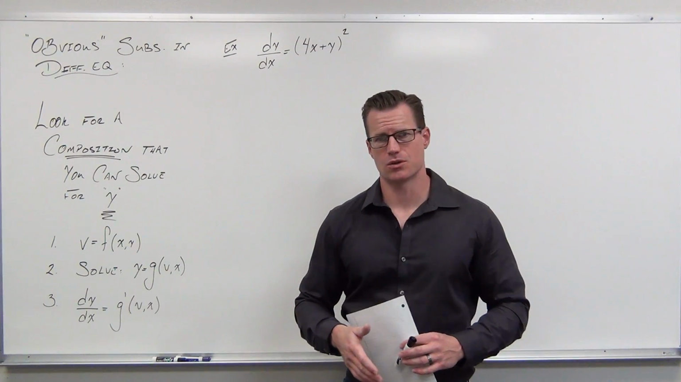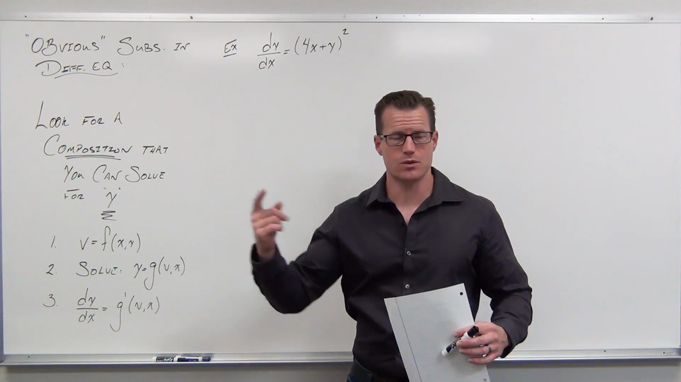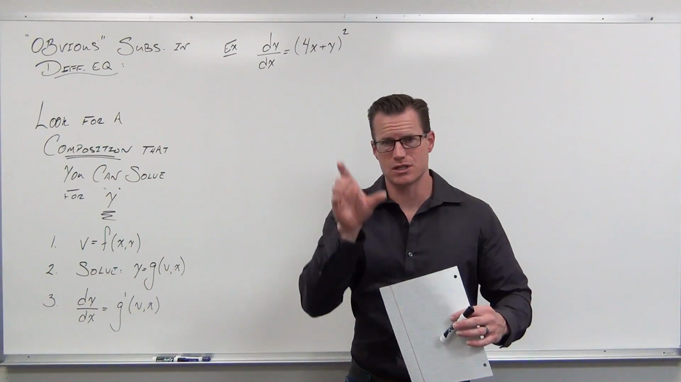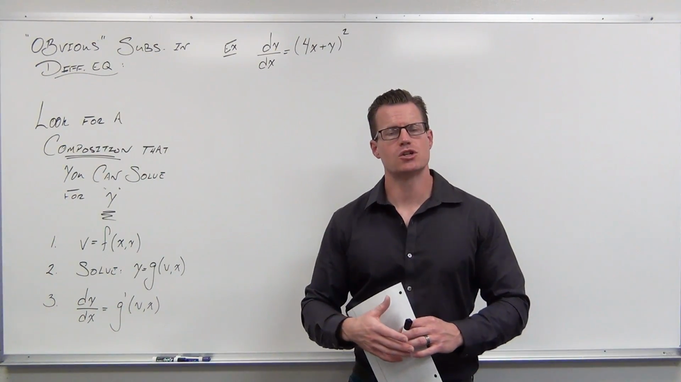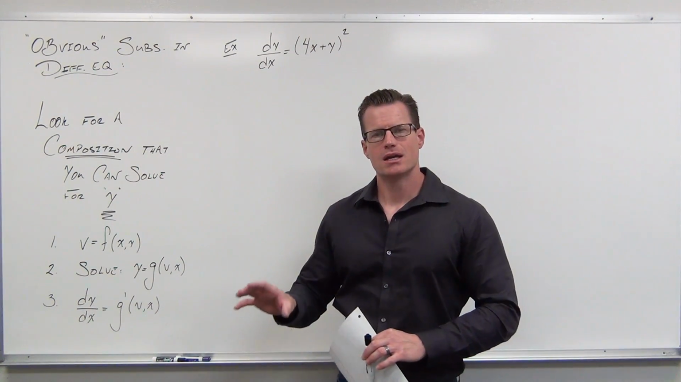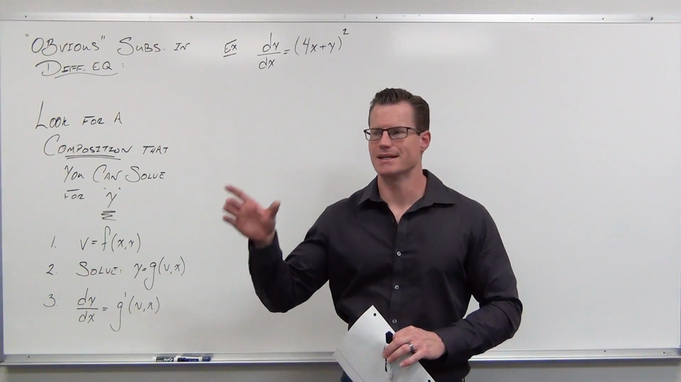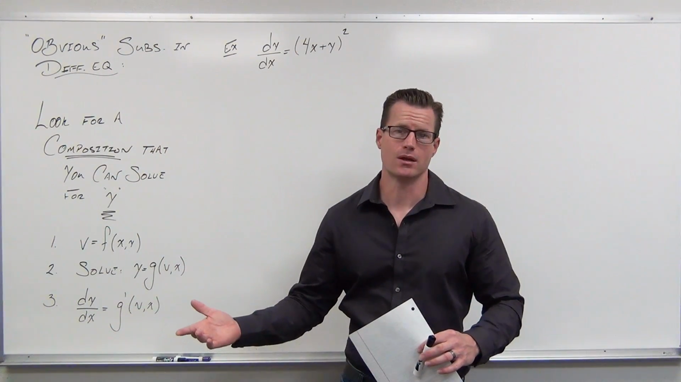Just like homogeneous equations, that was a composition. That was y over x, and we changed that into v. That would have been a composition of something inside of another function. So we chose a basic composition. Here we're doing the same thing. It's just we're not always choosing y over x. We're choosing some composition and hoping that it works.